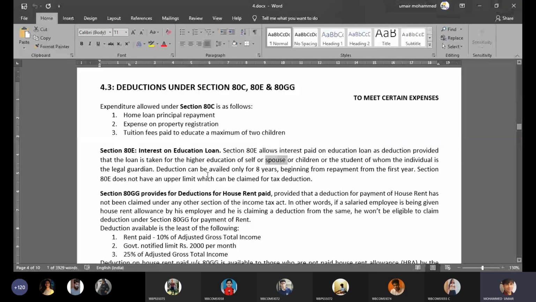Deduction can be availed only for 8 years, beginning from the repayment of the first year. And section 80E does not have any upper limit. So no matter what the amount of interest you're paying, the entire amount of interest you have paid on education loan can be claimed. So this is section 80E, interest on education loan taken for the higher education of self, spouse, and children.